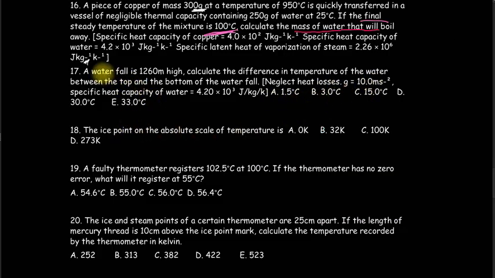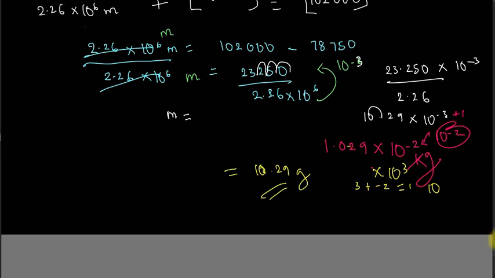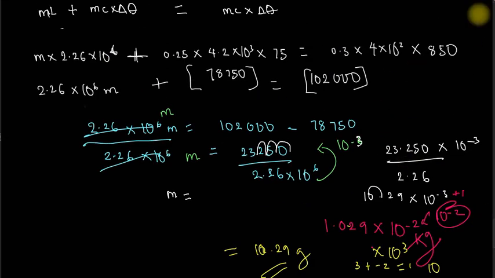Next question. A waterfall is 1260 meter high. Calculate, okay, so calculate the difference in temperature of the water. From our heat energy formula, we can use the energy of the fall.